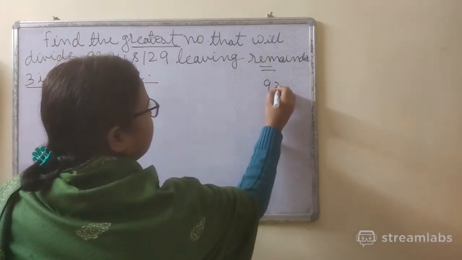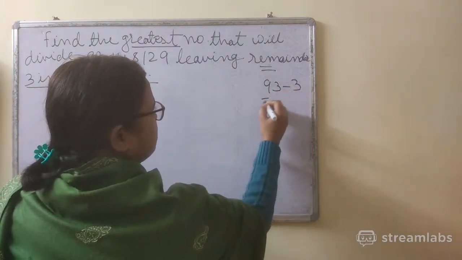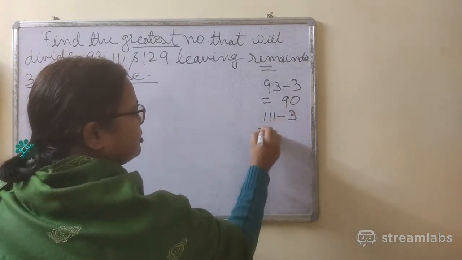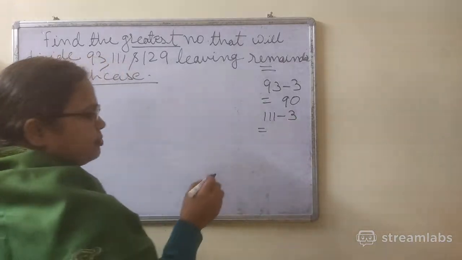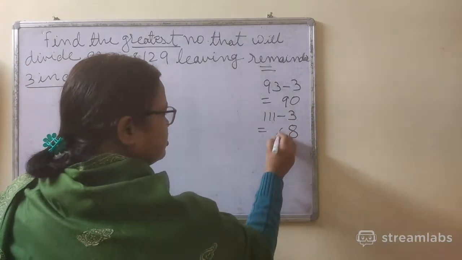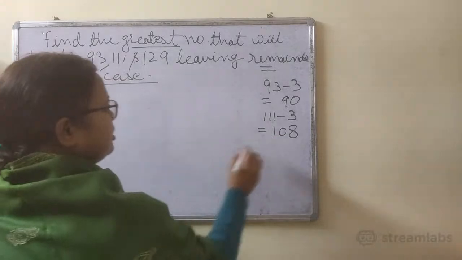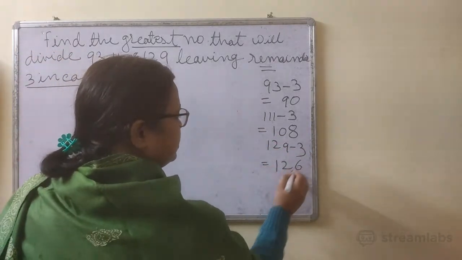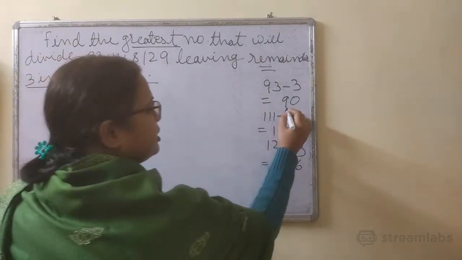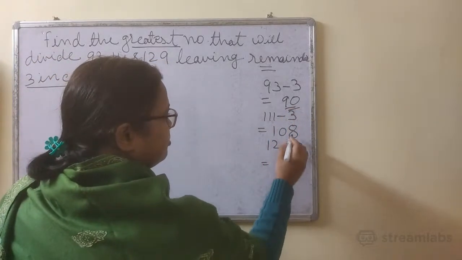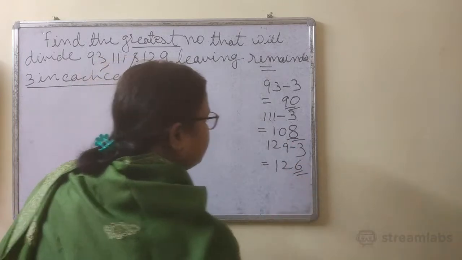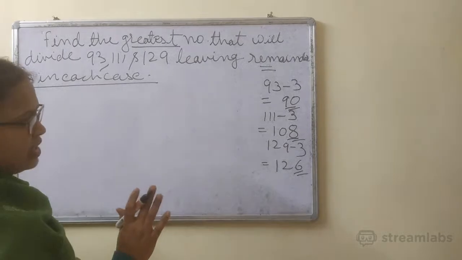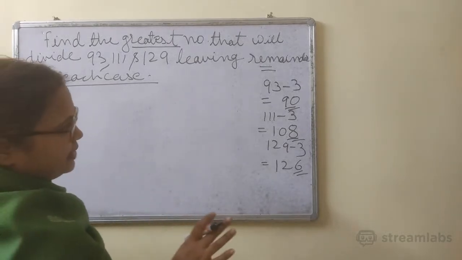So 93 minus 3 is 90. Then 111 minus 3 is 108. Then 129 minus 3 is equal to 126. This means you have to find the HCF of 90, 108 and 126. So now we will start finding the HCF of 90, 108 and 126.